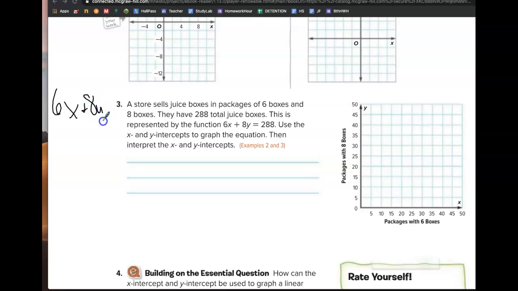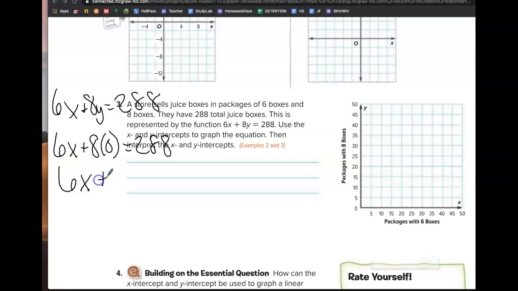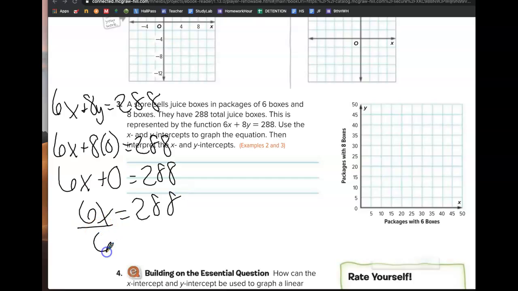y equals 2/88. How do I solve for the x-intercept? What value of y? 0. So I take 6x plus 8 times 0 equals 288. Should be 6x equals 288, because this would be plus 0, because 8 times 0 equals 0. So then I'd have 6x equals 288. And then I would divide by 6, so I would get x equals what?